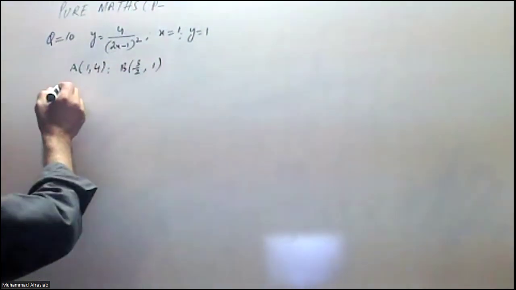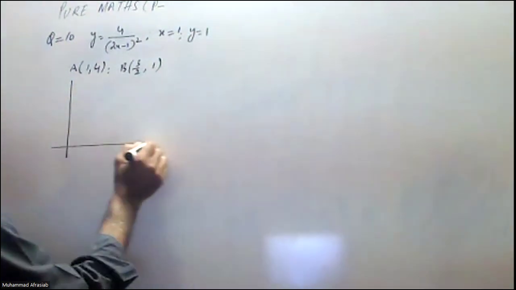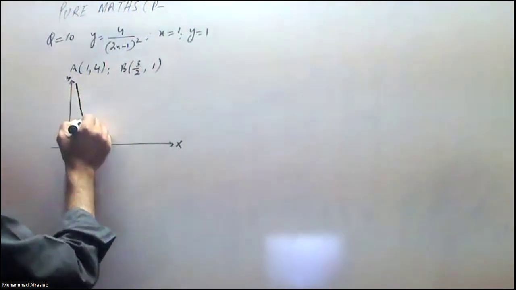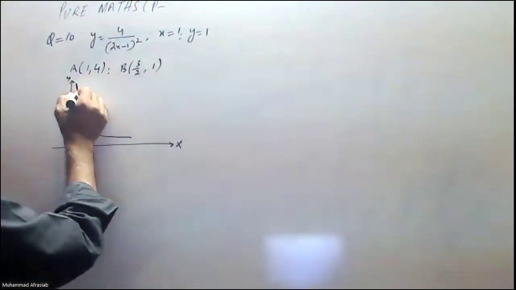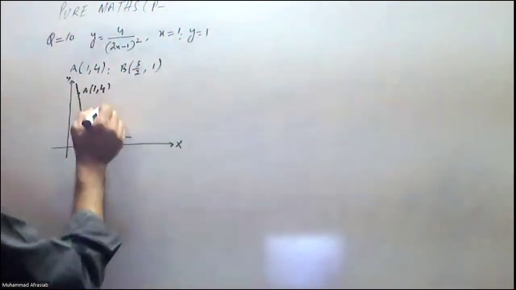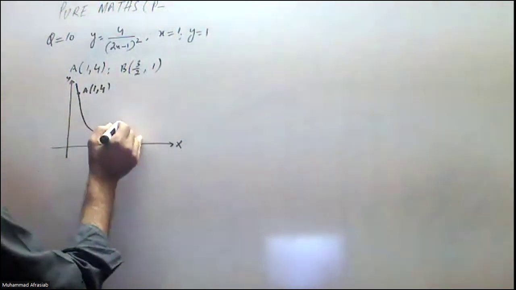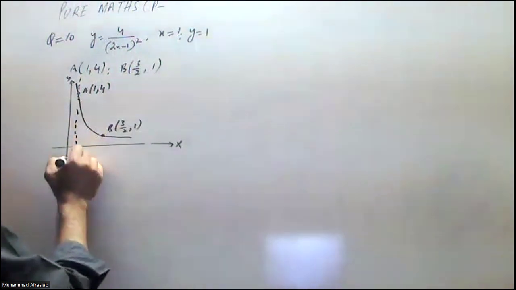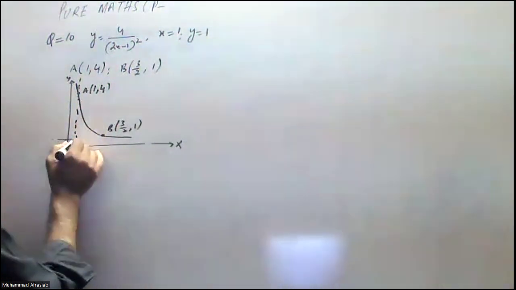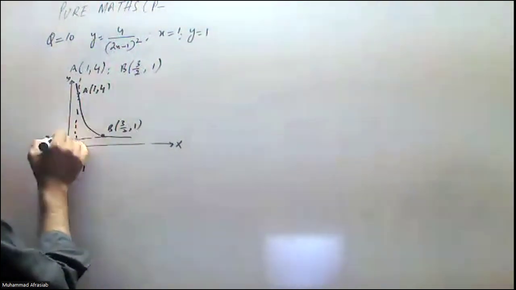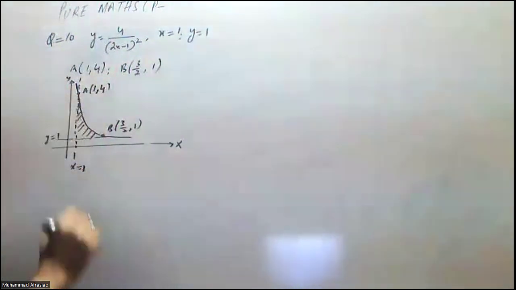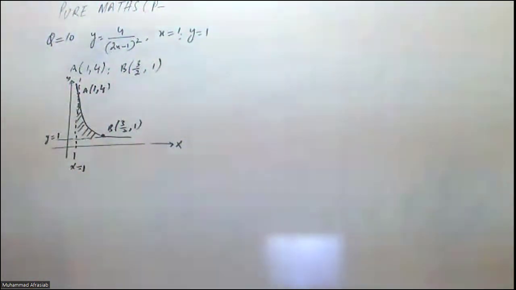So this is the original figure of that curve, which is shown in the diagram. This is the x-axis, this is the y-axis, and the curve is like this. It is passing through point A (1, 4) and point B (3/2, 1). This is the line x is equal to 1, and this is the line y is equal to 1. And this is the region which is being shaded, for which we are going to get the volume.